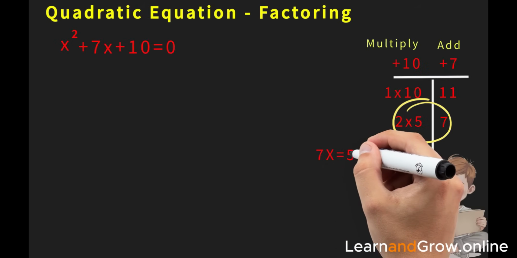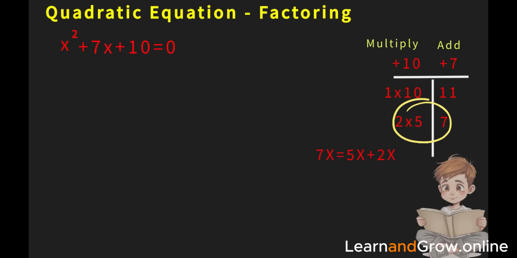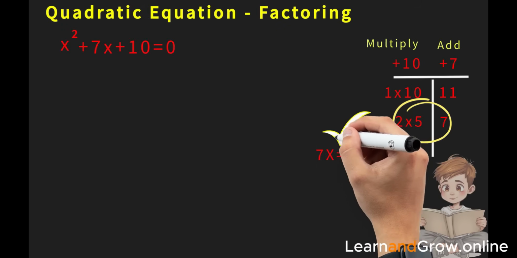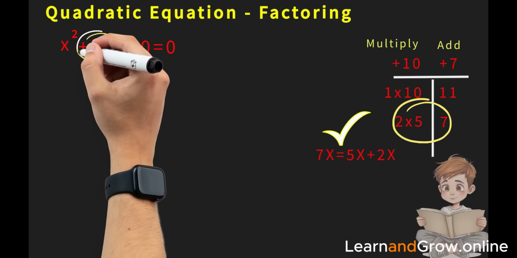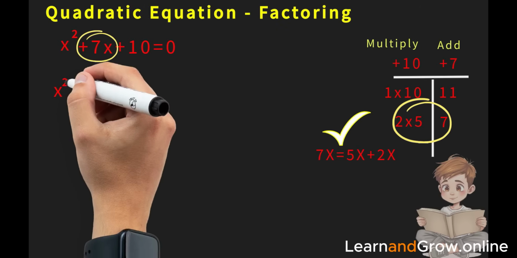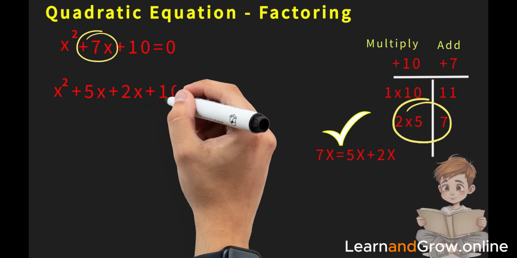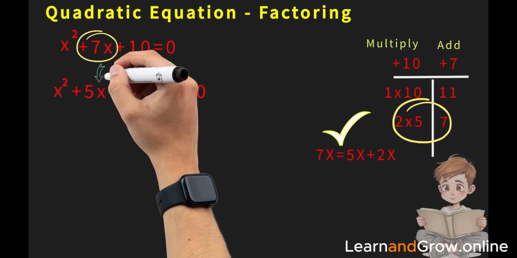Can we write 7x as 5x plus 2x? Of course, yes. Now let's replace 7x with 5x plus 2x, which is quite straightforward, as we are not changing the overall value of 7x.